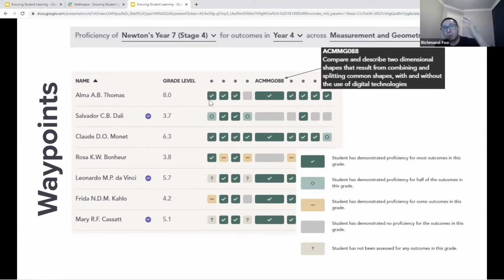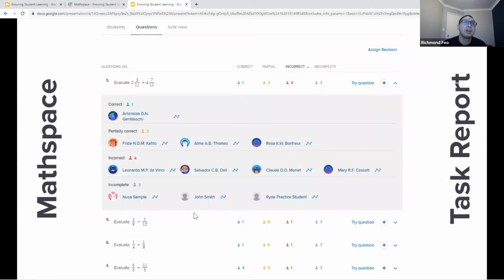And so obviously when you've got reporting like this that has all this information in it, it's really easy to just come in and go, okay, for comparing and describing two-dimensional shapes, I can see that all of these guys with green ticks have demonstrated proficiency. Whereas these students in gray have really shown no proficiency at all. So that allows me then to say, okay, let's siphon off those two gray kids. Let's do something just for them. Alternatively, if you're using normal MathSpace, you can do that through your normal task reporting as well.